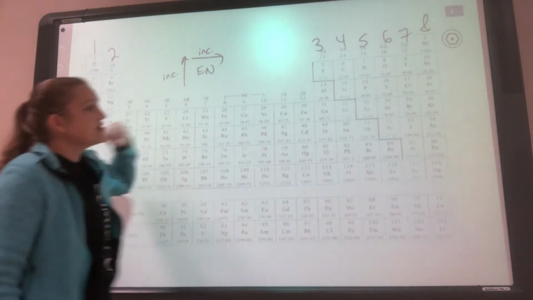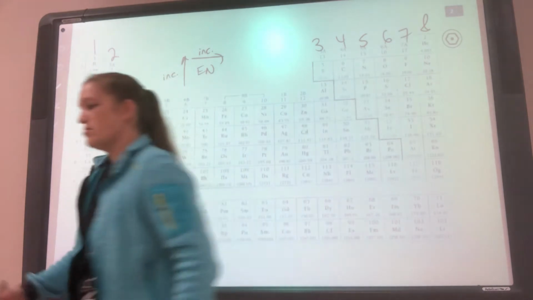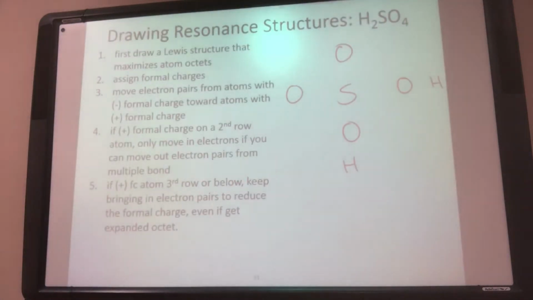H has 1 valence, and the S and the O have 6 valence. Okay, so let's see. Let's start with H. Each one of those, there's 2 of them, has 1 valence, 1 S with 6, and 4 O's with 6. So that gives me 32.